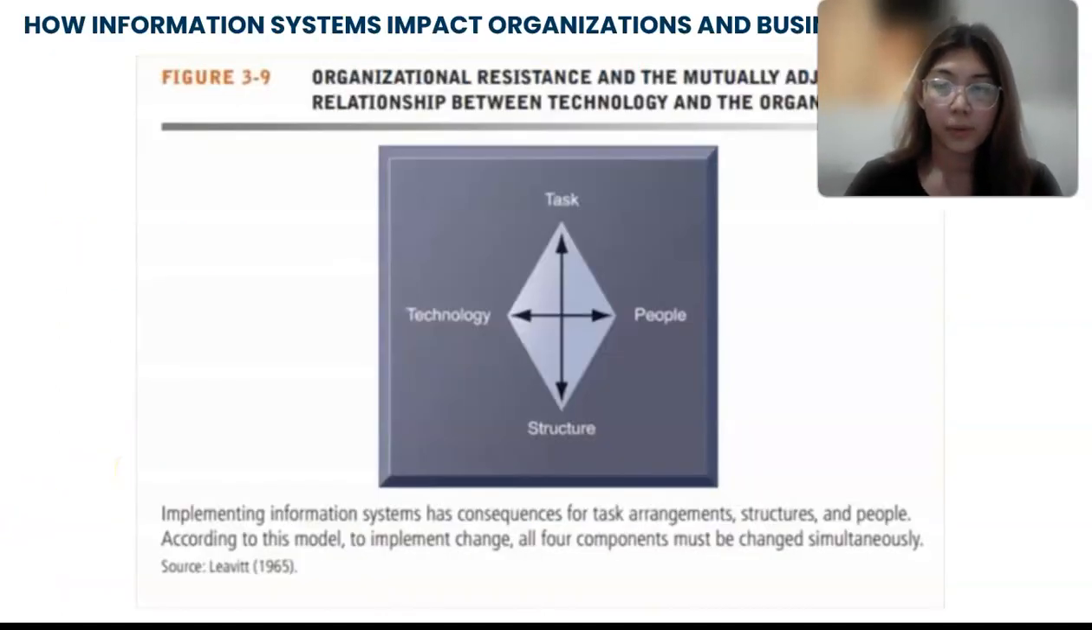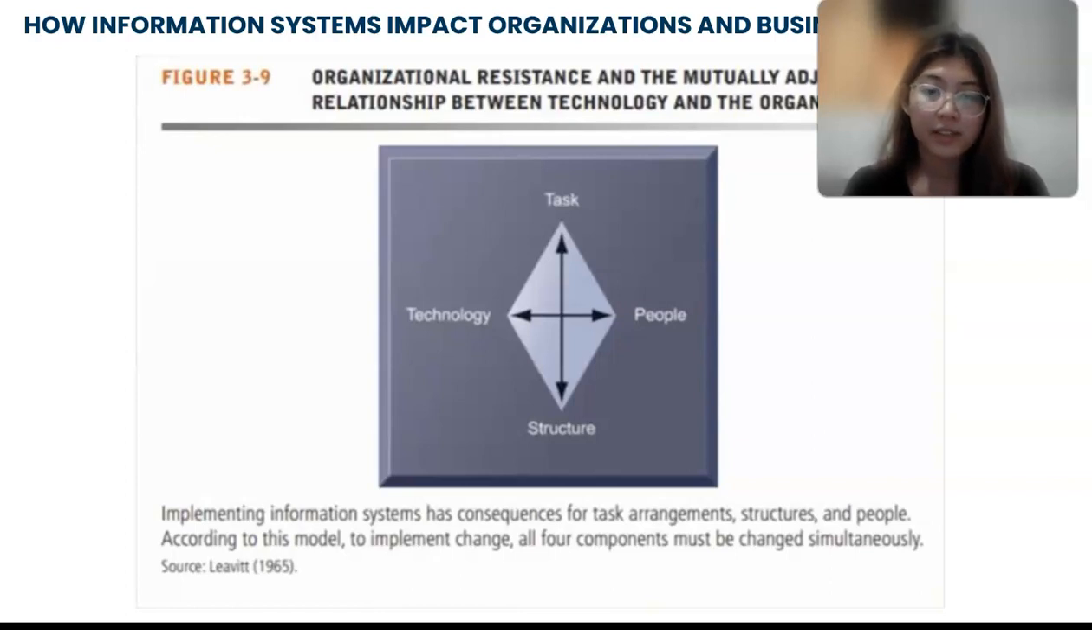Next, Figure 3.9. Under Figure 3.9, organizational structure and the mutually adjusting relationship between technology and organizations is affected by tasks, technology, structure, and people. Implementing information systems has consequences for the task arrangements, structures, and people. According to this model, to implement change, all four components must be changed simultaneously.